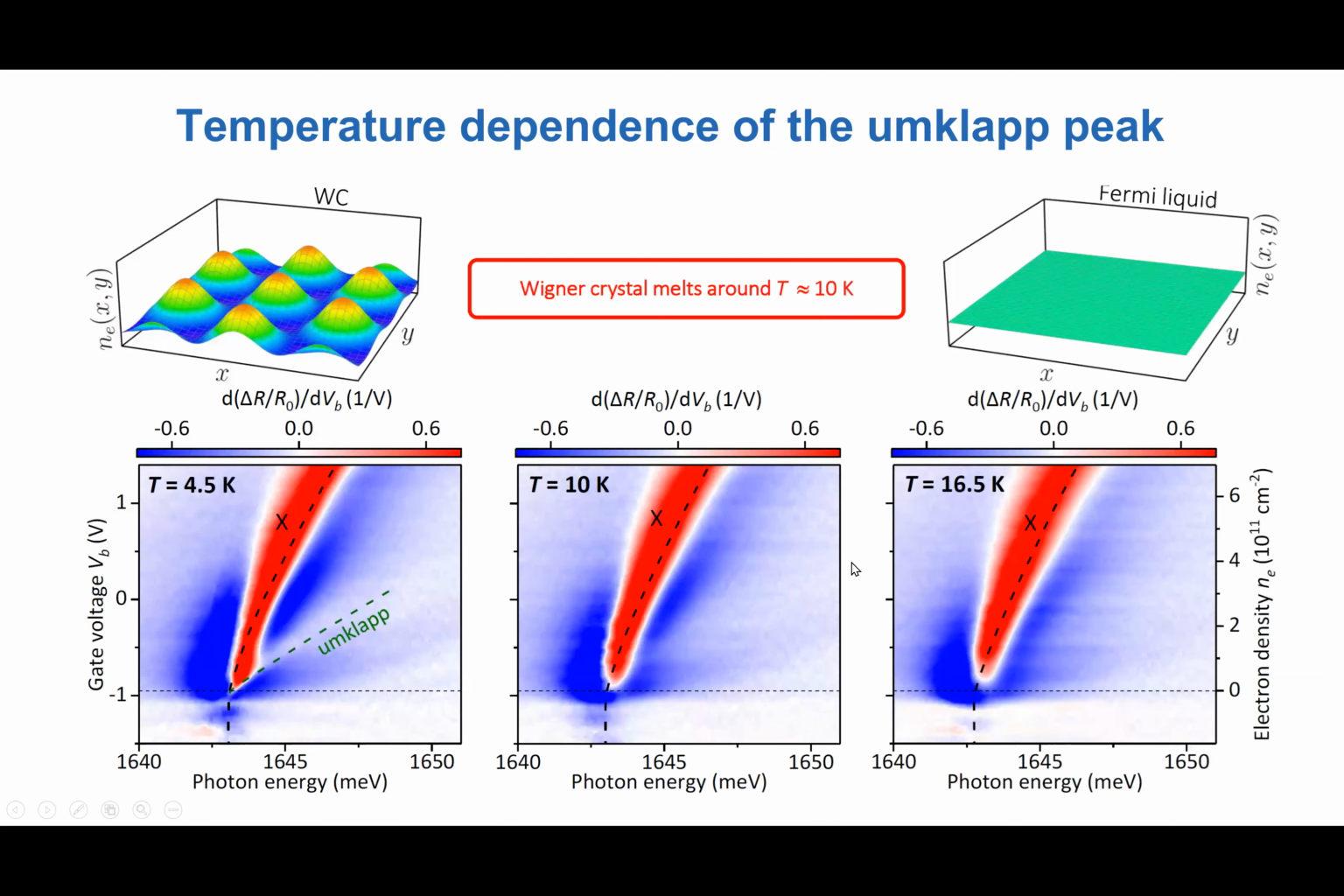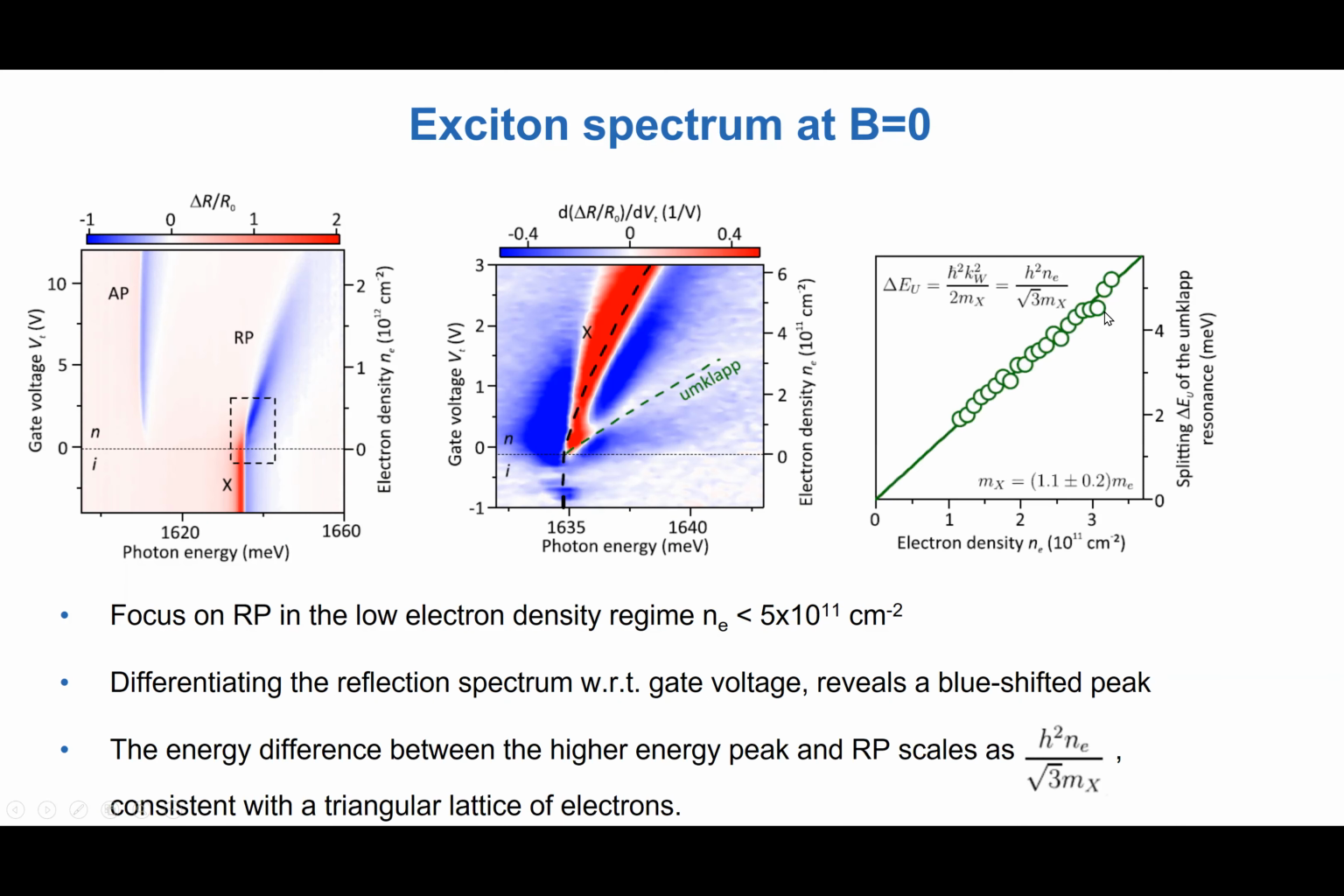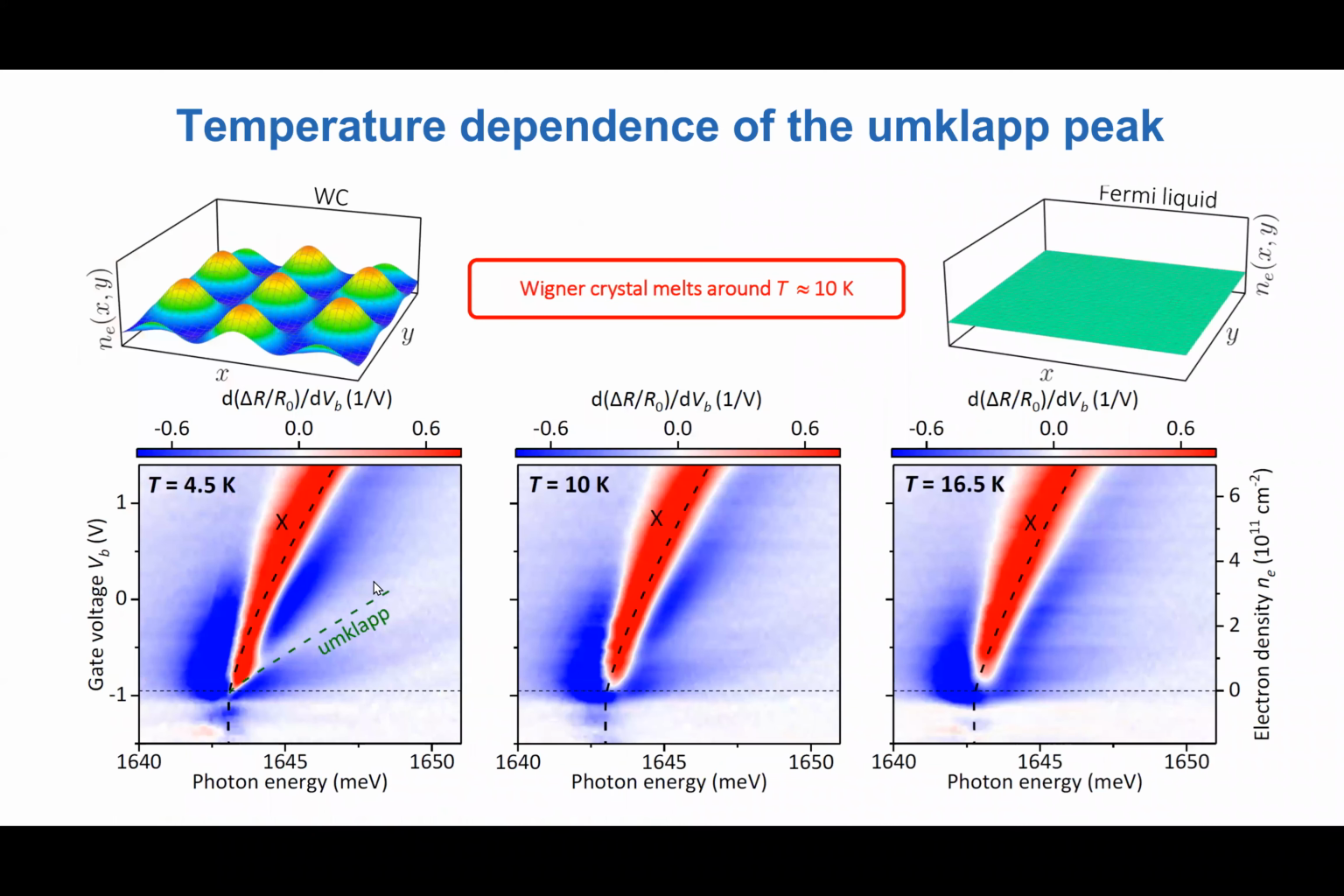And this agrees very well with our expectations in the system. And what we claim is that now the presence of this resonance is a direct evidence for the existence of periodic order. And we can melt it by increasing the temperature.